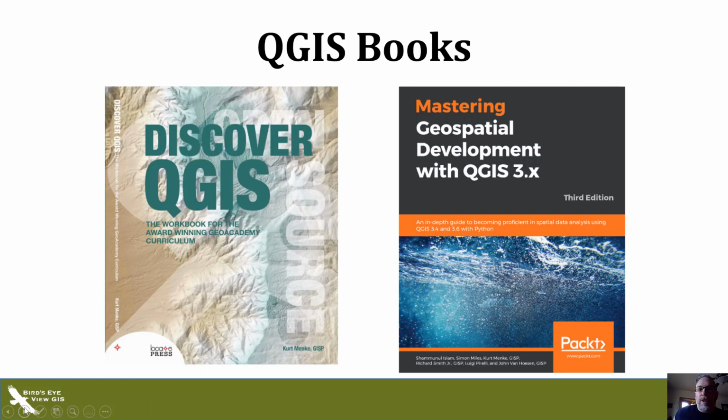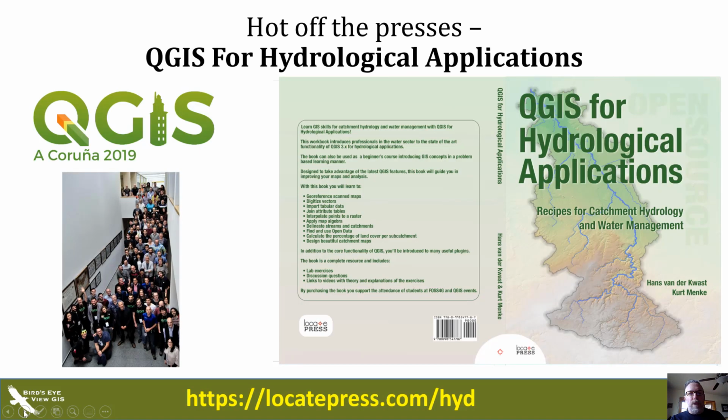You may know me from some QGIS books. I've written several QGIS books over the last several years, and one of the books is what I want to talk about first this morning, called QGIS for Hydrological Applications. And this was just published in September, so it's a brand new book. I wrote this with Hans van der Kwast, who's a Dutch hydrologist who works at IHE Delft in the Netherlands.